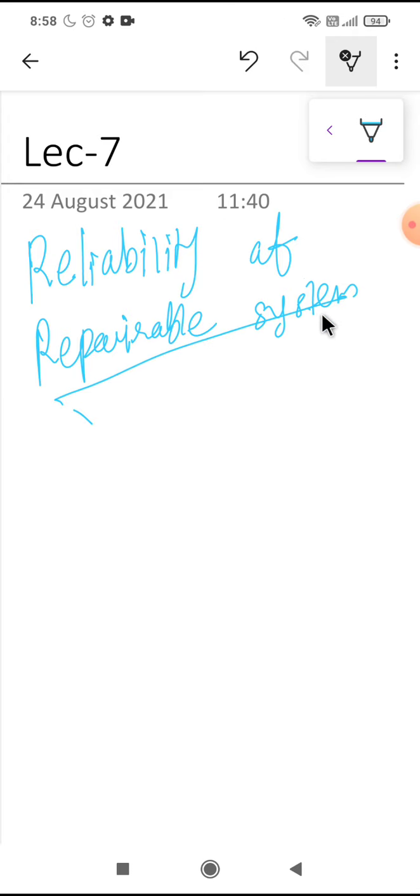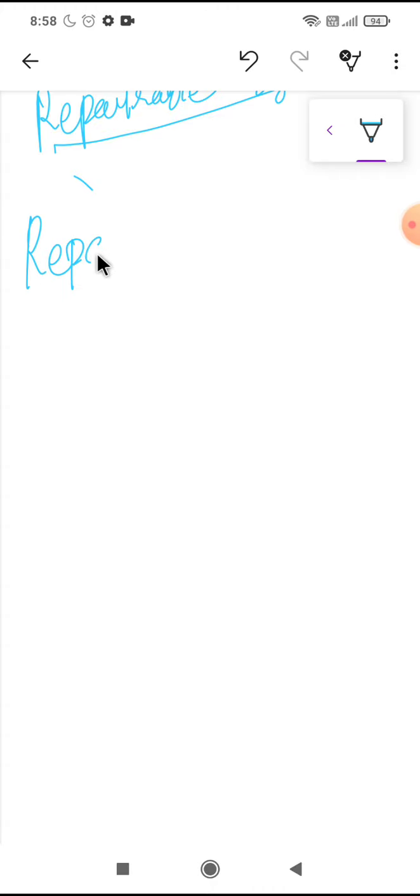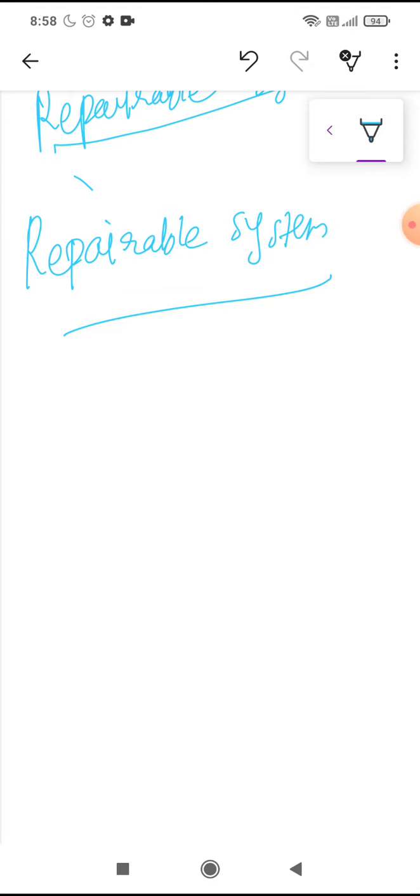So what is a repairable system? A system is a collection of two or more parts which is designed to perform one or more functions. A system can be either non-repairable or repairable. Either a system cannot be repaired and you have to buy a new one, or it can be repaired.